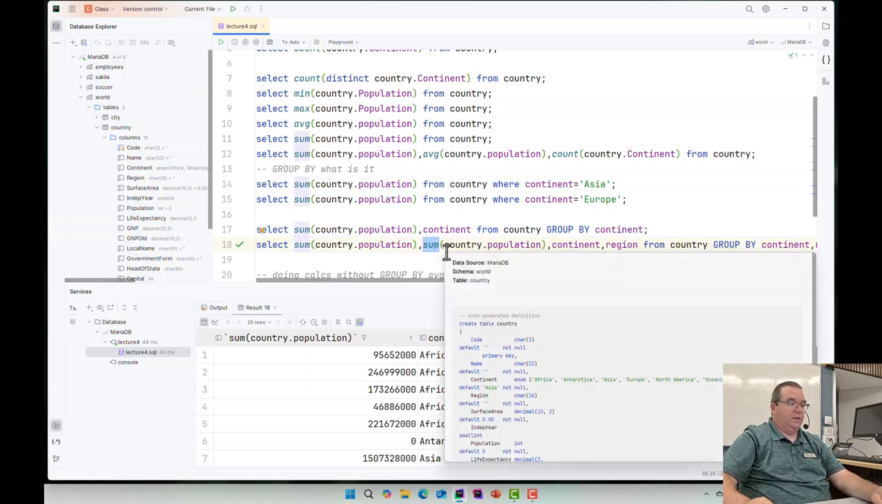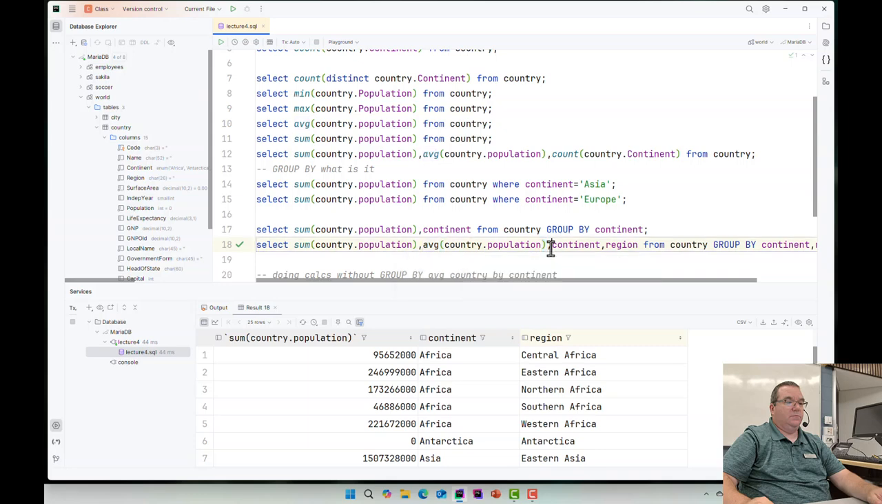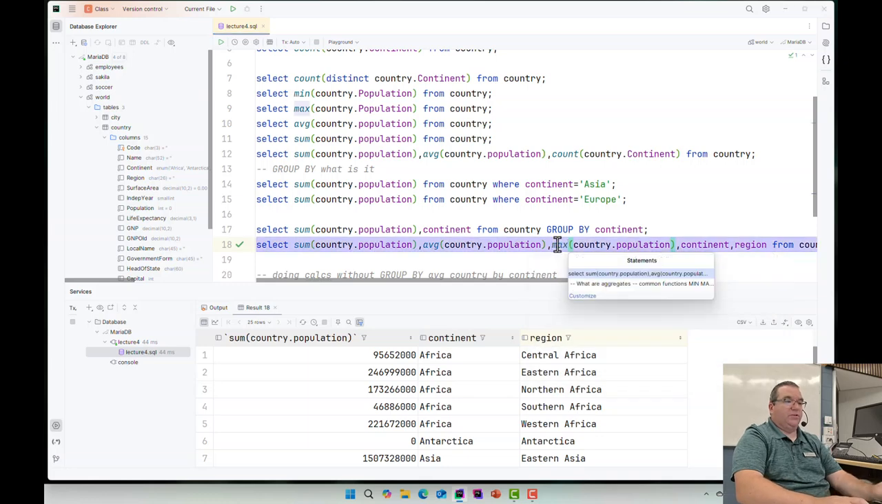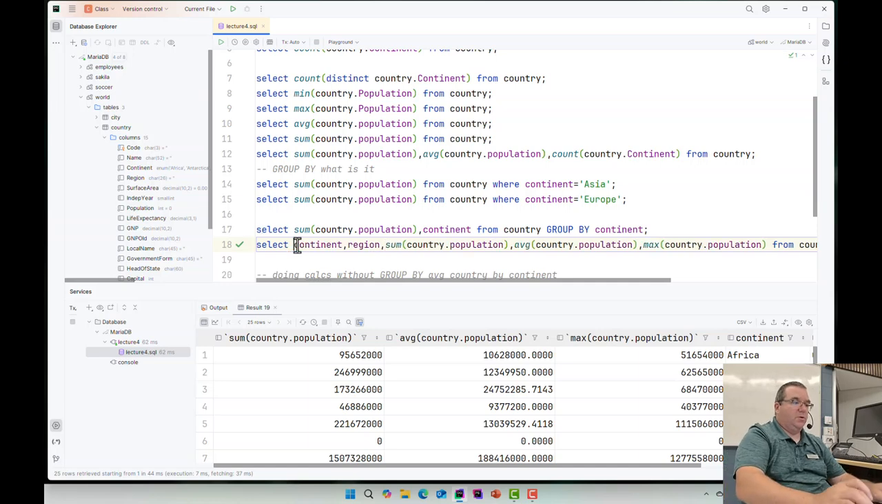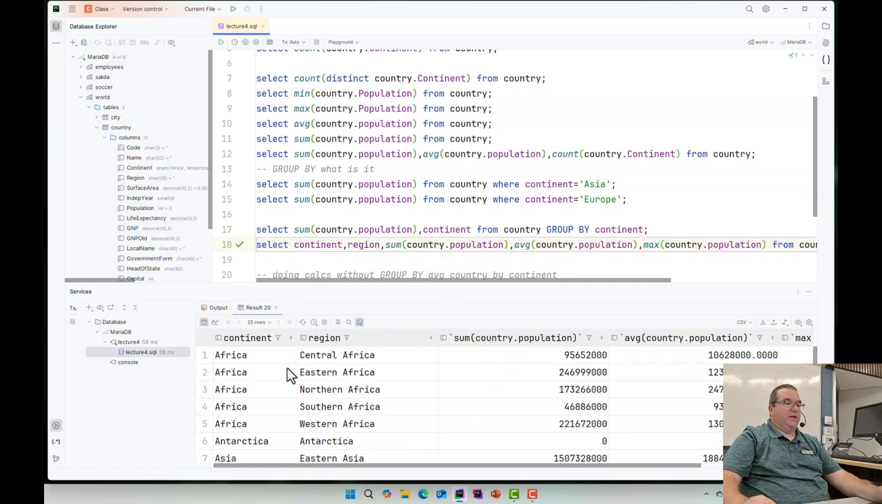We want to find the average population and the maximum population. I have no idea what this is going to do. Okay, now we got tons of numbers. And I really should change the order of these columns. So let's go grab this, put it over here, comma there, get rid of this comma, and run it like such.